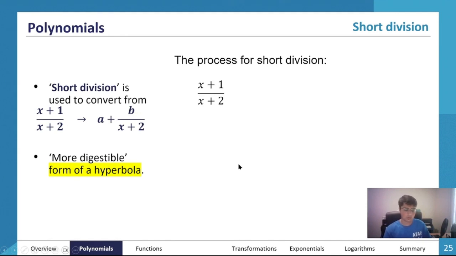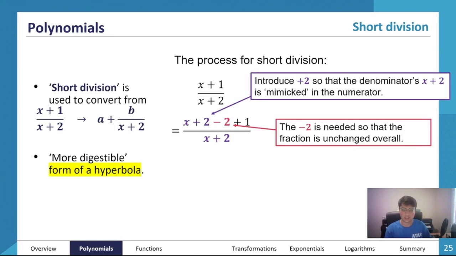So the process for short division, you write out the fraction, in this case (x plus 1) over (x plus 2). What you then do is you introduce a plus 2 so that you mimic the plus 2 in the denominator. So now we have an x plus 2 term at the top, and we have an x plus 2 term at the bottom. You just want to make sure that you subtract the plus 2, so you write minus 2 in the numerator as well, so that the fraction is unchanged overall.